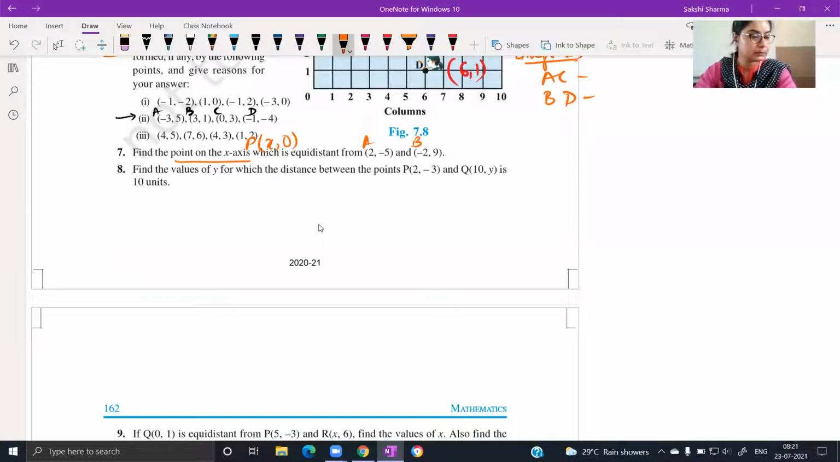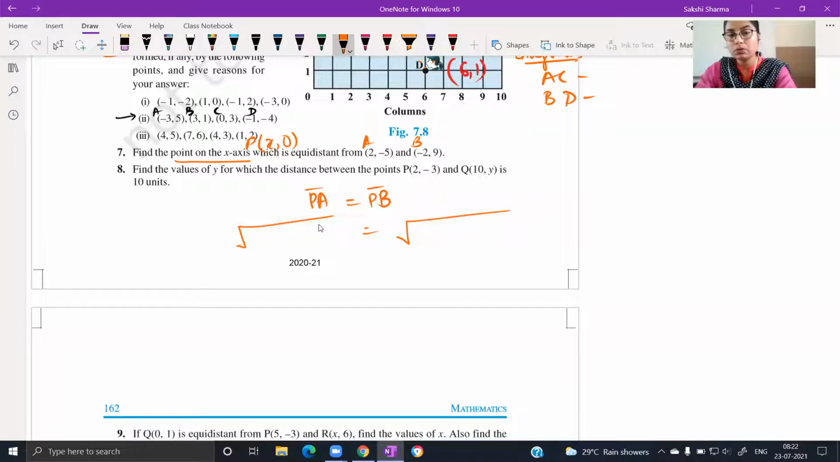Tell me if that's correct. For any point lying on x-axis, the ordinate will be 0. So we can assume that the point which is equidistant from A and B and lies on x-axis is represented by P with coordinates x, 0. So your aim would be to find out x, and you will have the coordinates of point P. It's given to you that PA equals PB, the distance between points A and P is same as the distance between points B and P. So you can apply the formula for the distance and simplify the equation formed in x.